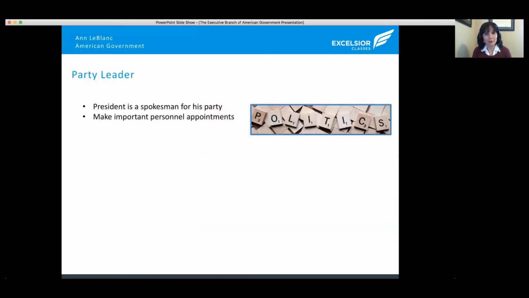And the last role of the president that we're going to talk about today is that of party leader. The president is the most visible spokesman for his party. He makes important personnel appointments. Originally, it was not envisioned that the president would be the head of a political party because, recall, there were no political parties per se at the time the Constitution was created, because the Founding Fathers were very skeptical of political parties. They felt that political parties would draw people away from doing what is best for the nation and instead have them do what was best for the party.